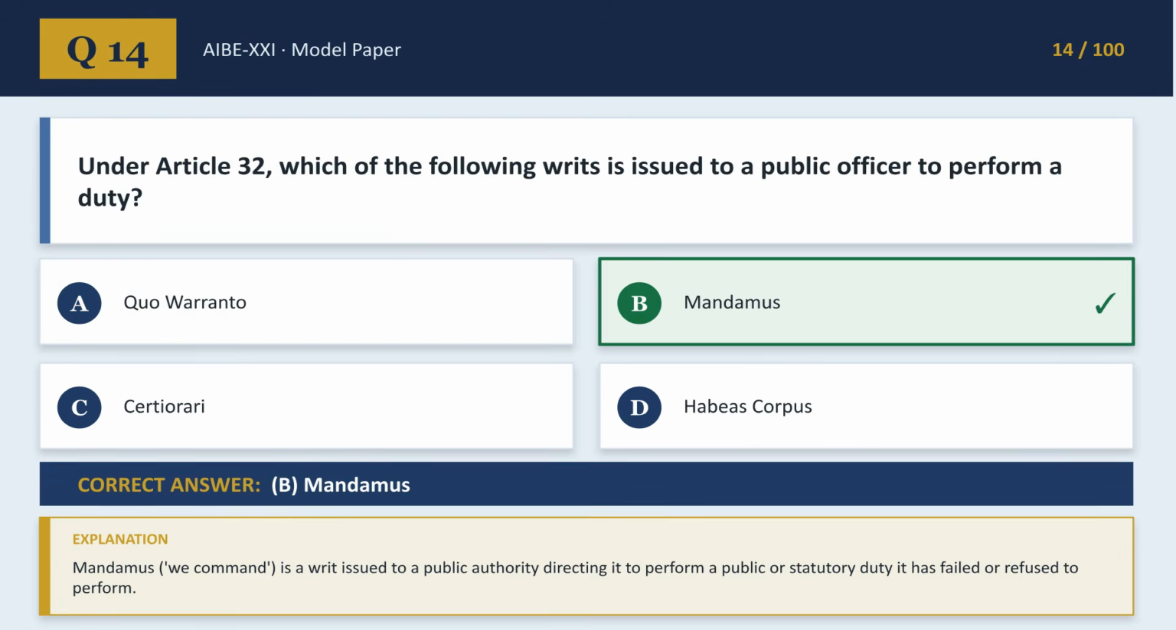Question 14 asks which writ under Article 32 is issued to a public officer to perform a duty. The correct answer is B, mandamus. This writ directs a public authority to perform a public or statutory duty.